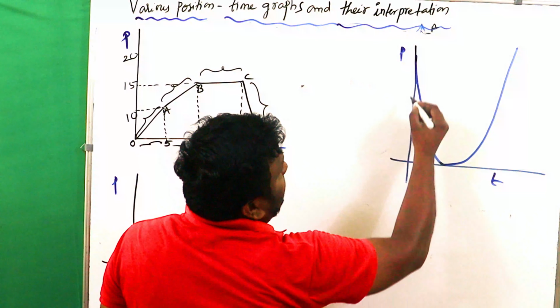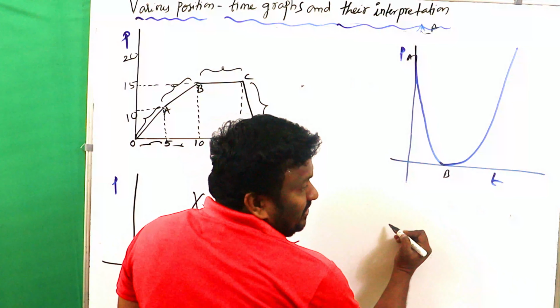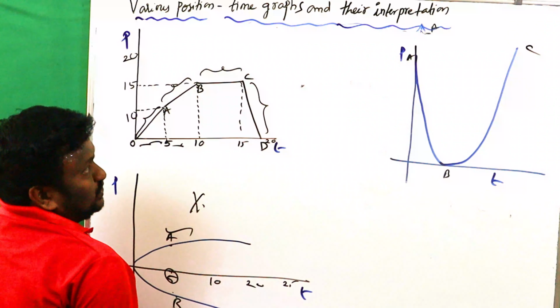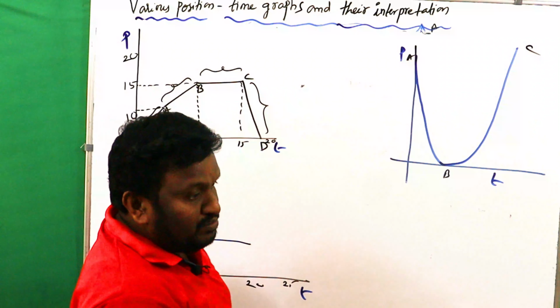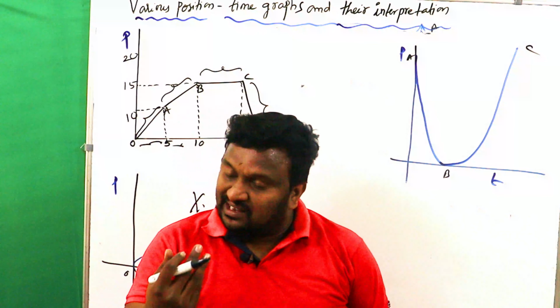Here in this graph, for example, from A to B the velocity is decreasing, and from B to C the velocity is increasing. So these are the graphs you have to remember, at least one question to solve so many problems. Okay, let's see some problems.